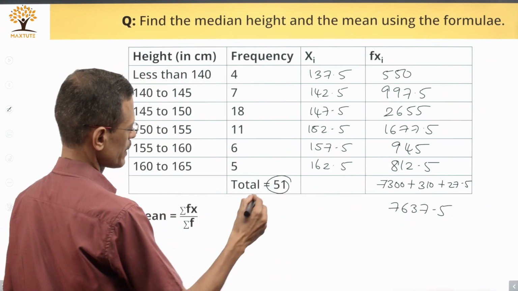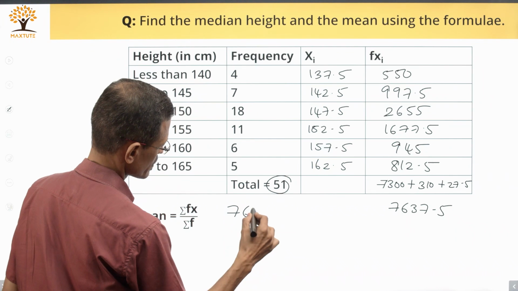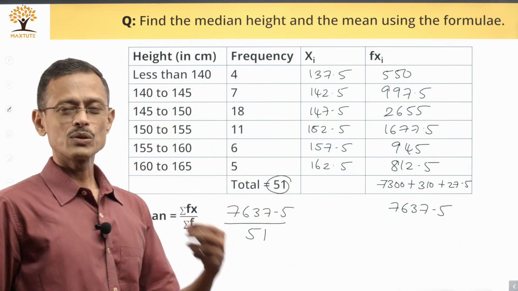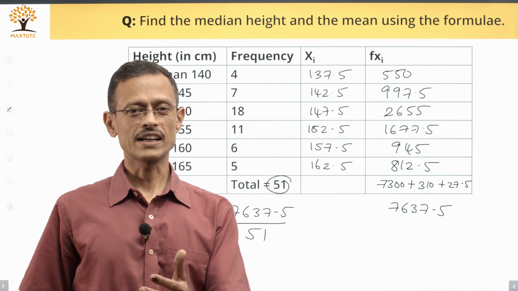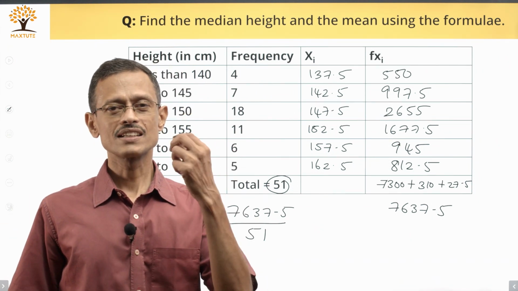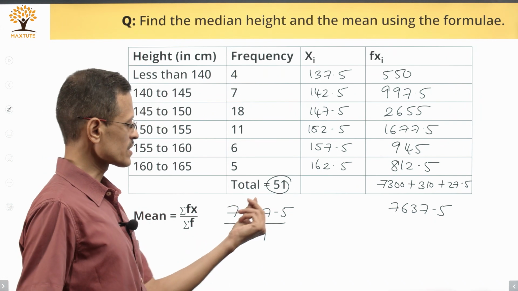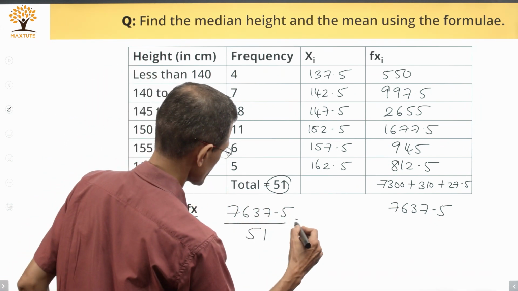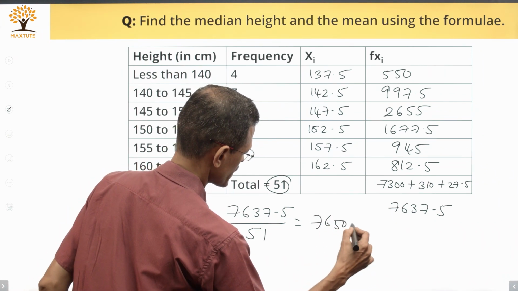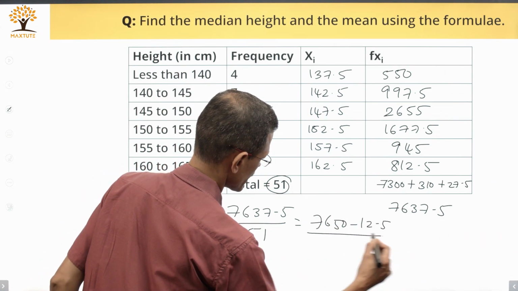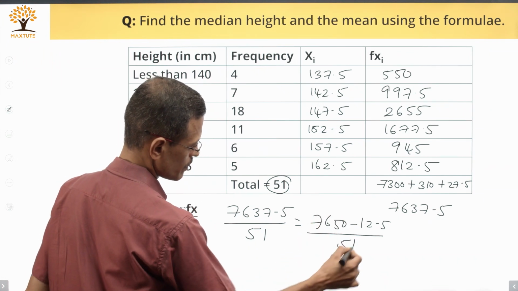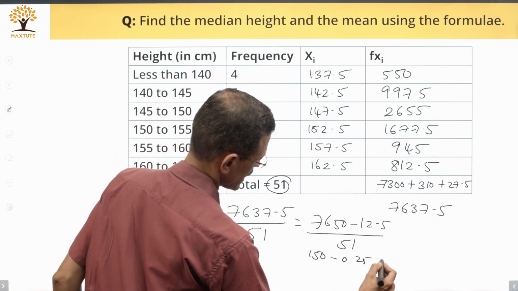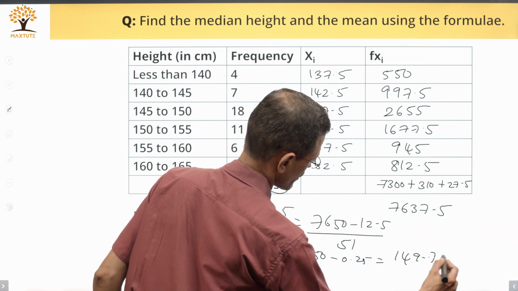Sigma fx divided by sigma f. So, 7637.5 divided by 51. I know 150 into 50 is 7500. 150 into 51 is 7650. Whereas we have 7637.5, 12.5 lesser. So, I can think of this as 7650 minus the 12.5 divided by 51. This component is 150. This is approximately 0.25. So, the answer is 149.75, right?